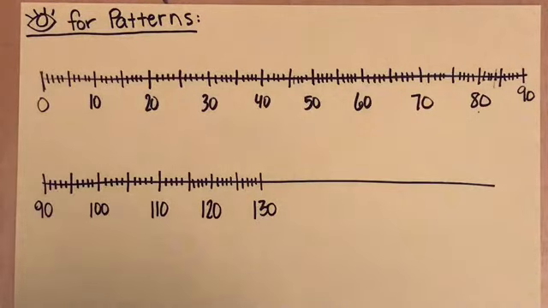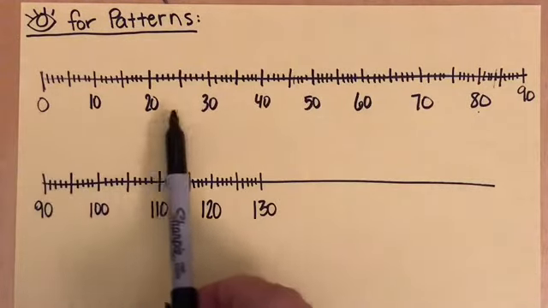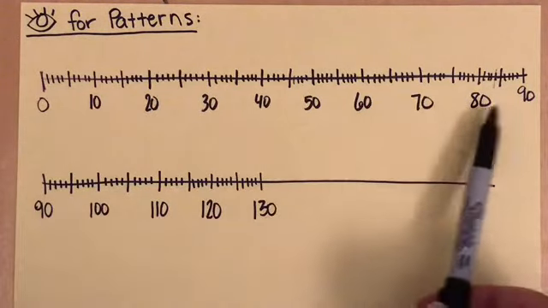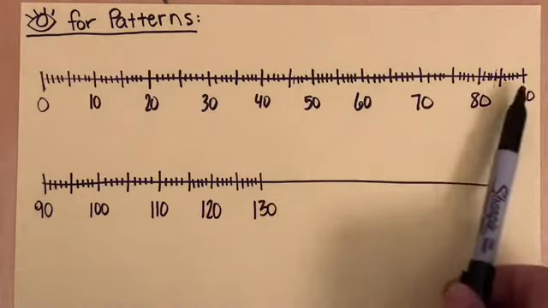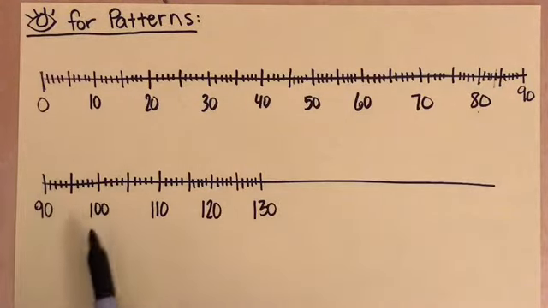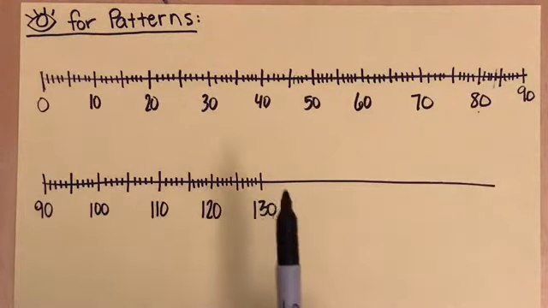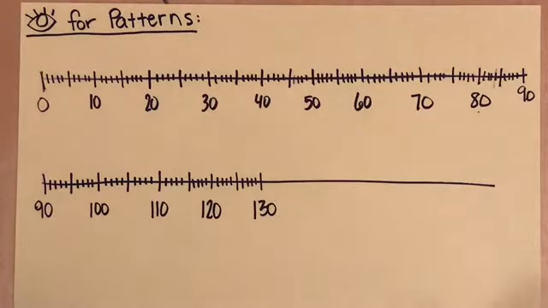When we're looking at our number line, counting by tens is where we're going to start today. You'll notice that I already marked it down. So we have a 0, 10, 20, 30, 40, 50, 60, 70, 80, 90. And then I ran out of room here, so I started again at 90, 100, 110, 120, 130, and then I stopped there. That's far enough for today.